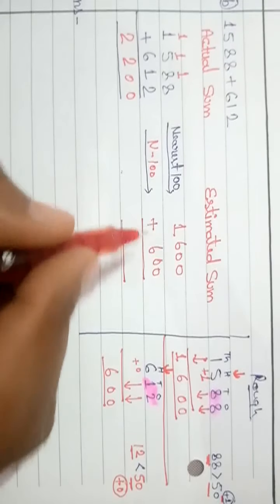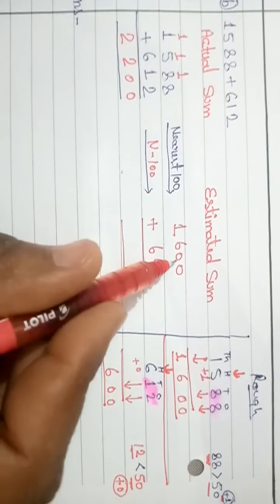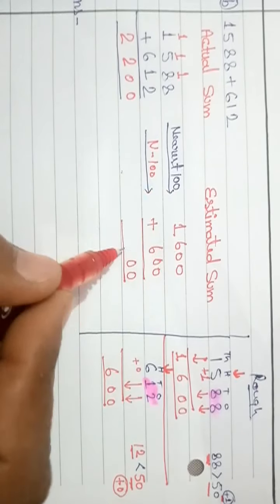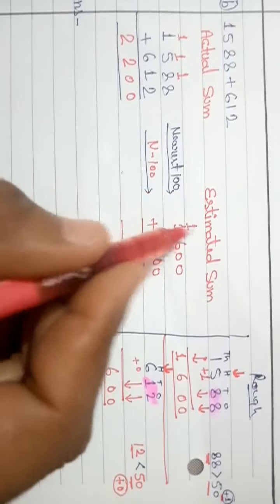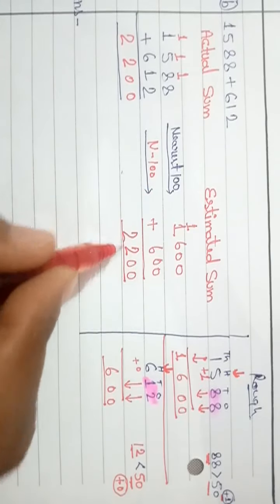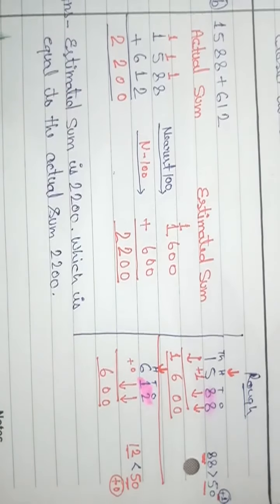Addition, because here it is the estimated sum: 0 0 0 0, 6 and 6, 12, 1 carry, 1 and 1, 2. So the answer statement: the estimated sum is 2200, which is equal to the actual sum 2200. Both are equal.